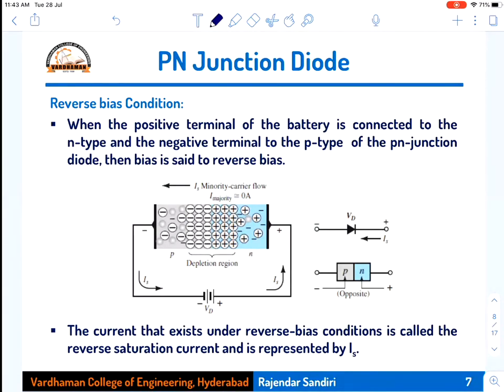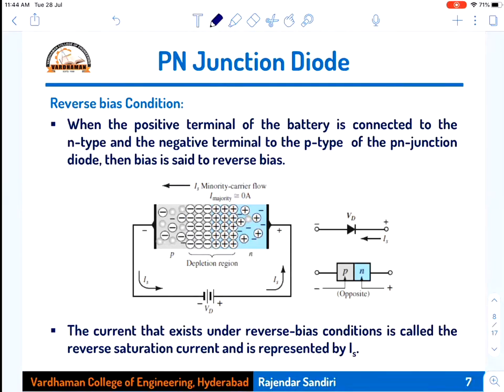That means now the depletion region width keeps increasing, and the barrier potential also keeps increasing. So the majority charge carriers are not crossing the junction; they are actually moving away from it. In the forward bias condition, majority charge carriers go towards the junction and cross it. But in this case, majority charge carriers move away from the junction and minority charge carriers are actually crossing the junction. But minority charge carriers are very few in number.